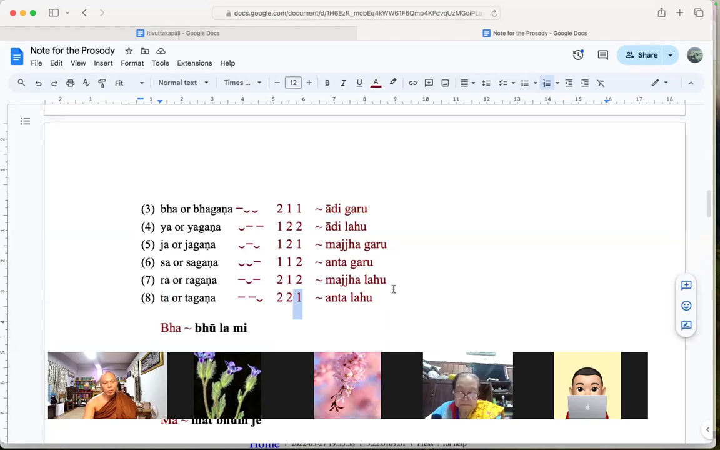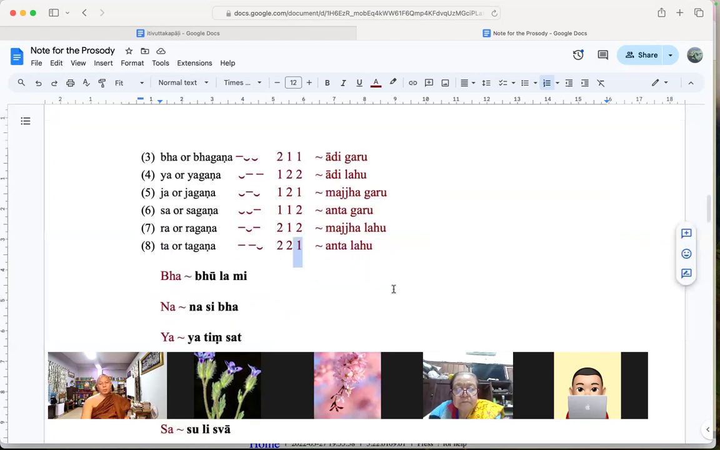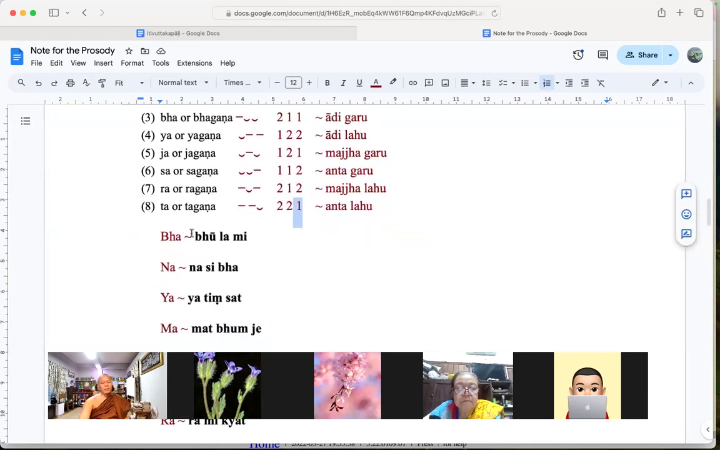But for that, commonly in Myanmar, we say this to remember, as I say it. For the Bha Gana, we call it Bu La Mi. Based on syllable, Bu is a long syllable, right? A group syllable, that is 2. La is a short, light syllable, that is 1. So the sign of Bha Gana is 2, 1, 1. 2, 1, 1 is a bit difficult to remember, so we can confuse all of them.